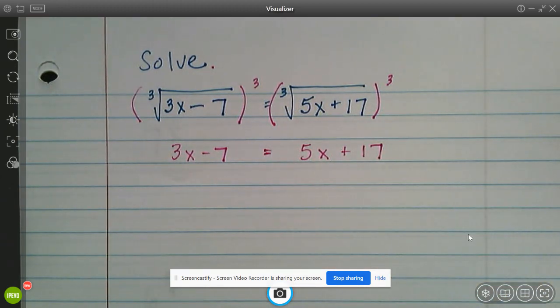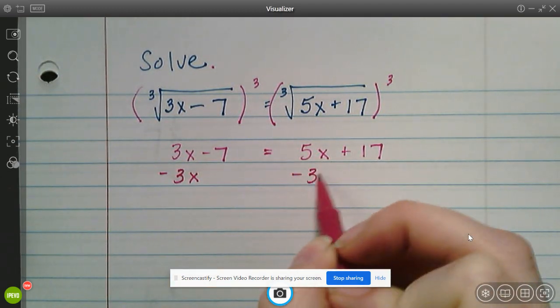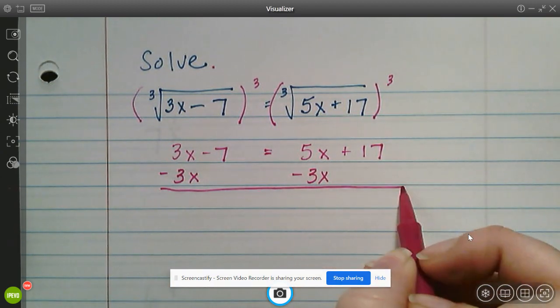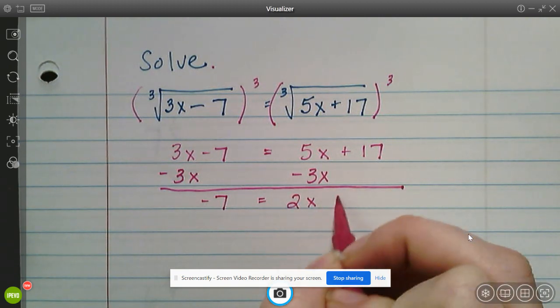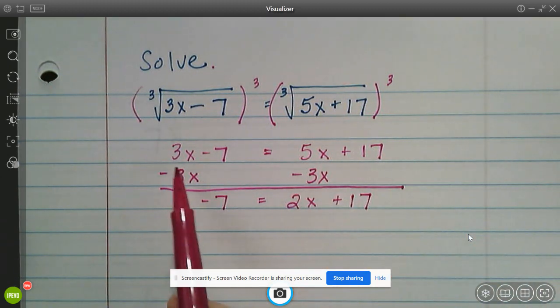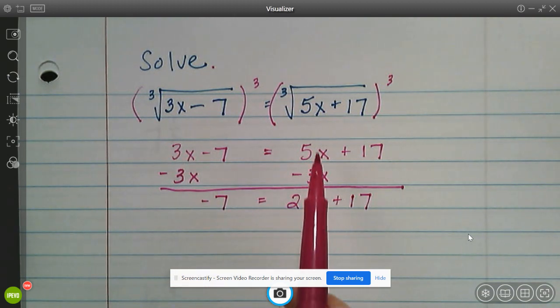Okay, so really now we just have a multi-step equation that I need to solve. So I am going to get all my x's on one side. It doesn't actually matter what side you get them on. So I'm going to move my 3x. I like to keep my x's positive. There's no good reason for it. You could have done a different first step. This leaves me with negative 7. And on this side, I have 2x plus 17. So I subtracted 3x because it was already positive, and what I do to one side, I do to the other. And I already have a like term over here, so I lined them up.